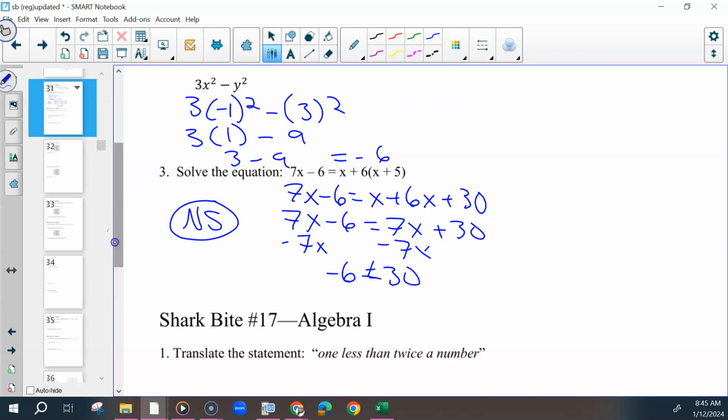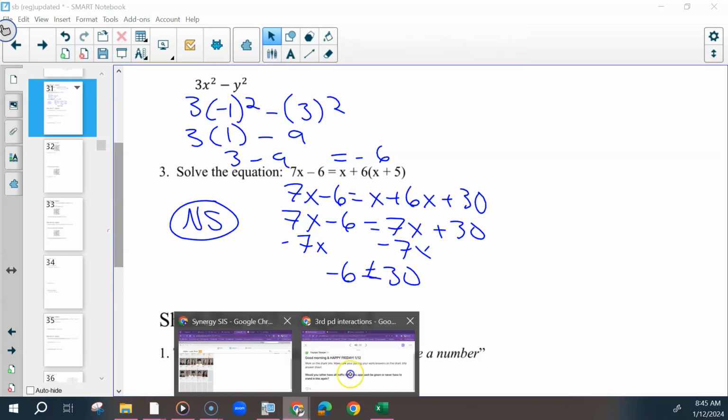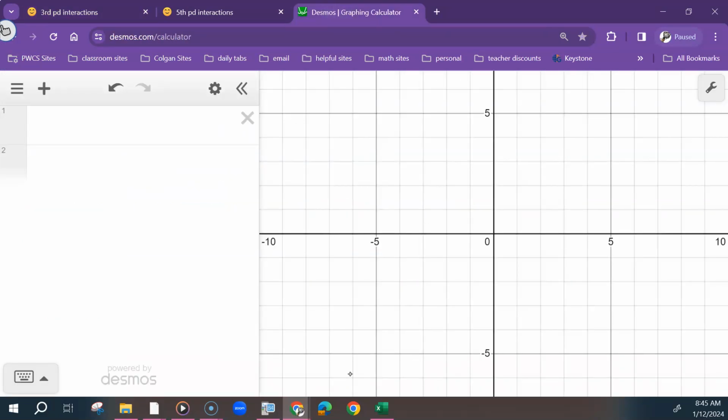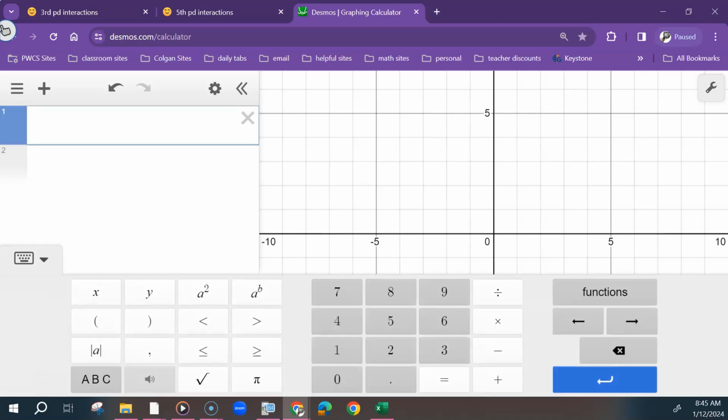Questions on any of those before I show you in Desmos how you can do those? When you're doing the ones in Desmos, remember that you can put your work in Desmos. So for number 2, you can do this one of 2 ways, exactly as we did it. Type it in with the numbers in parentheses. And it'll give you the answer.